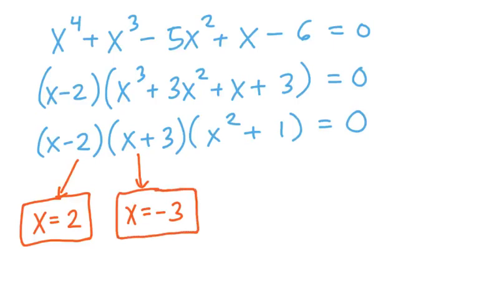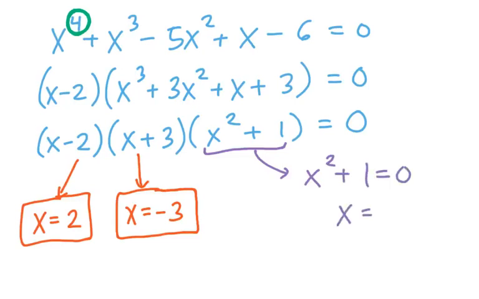This degree 4 polynomial will have a total of 4 zeros, right? It doesn't mean they're all going to be rational, but 4 zeros in total. So the remaining two zeros are hiding out in this little quadratic piece. So let's just chat about x squared plus 1 equals 0. A lot of you would probably subtract 1 from both sides and use the square root property to solve this.